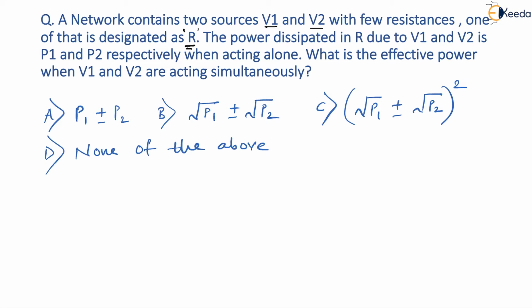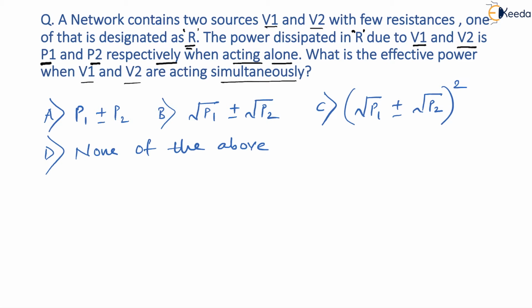So what is next? The power dissipated in R due to V1 and V2 is P1 and P2 respectively whenever they are acting alone. It means when V1 is acting, V2 is neutralized and the power dissipated in R is measured, which comes out to be P1, and later for V2 it comes out to be P2. What is the effective power when V1 and V2 are acting simultaneously?